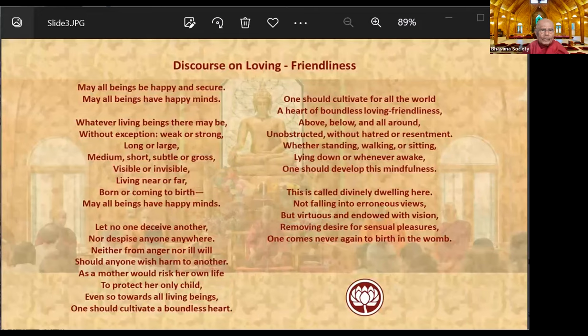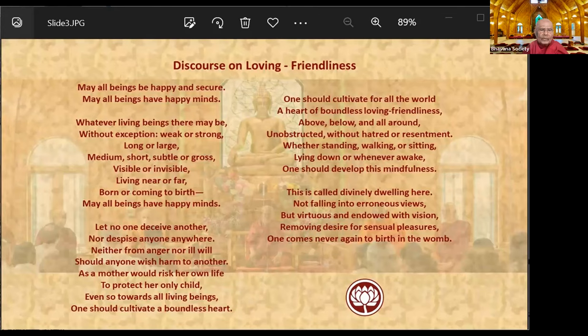May all beings be happy and secure. May all beings have happy minds. Whatever living beings there may be, without exception, weak or strong, long, large, medium, short, subtle or gross, visible or invisible, living near or far, born or coming to birth, may all beings have happy minds.